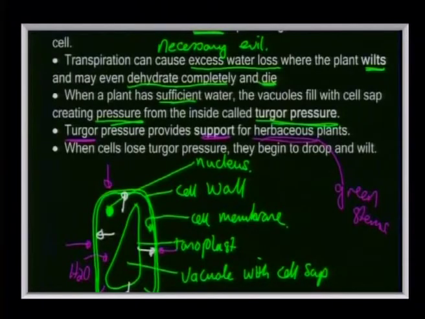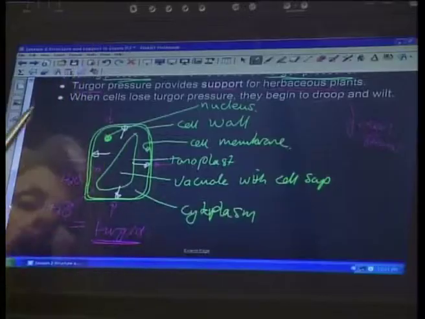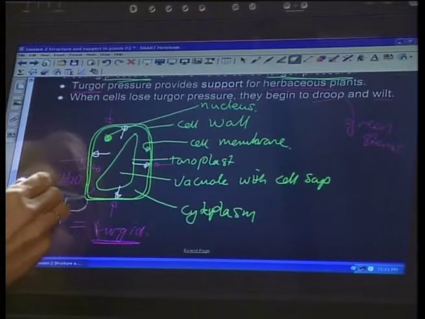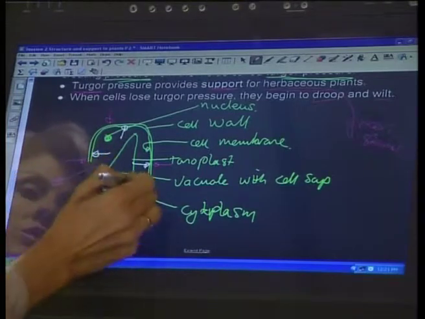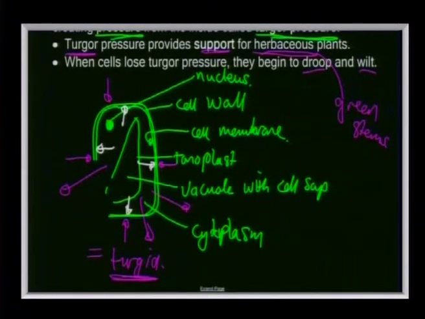All right, when cells lose turgor pressure, they begin to droop and wilt. So in other words, when water is lost, we don't have water molecules coming in anymore. The water molecules are just coming out all the time, because the water potential on the outside is now lower than the water potential in here, which is higher, so the water will move out of the cell. And when that happens, the cell will therefore wilt. And if it wilts too much, it will eventually die.